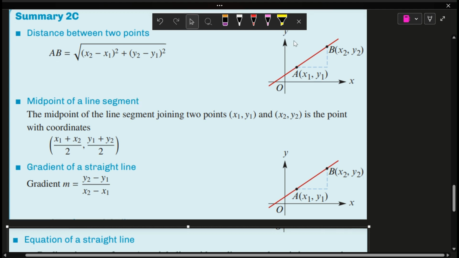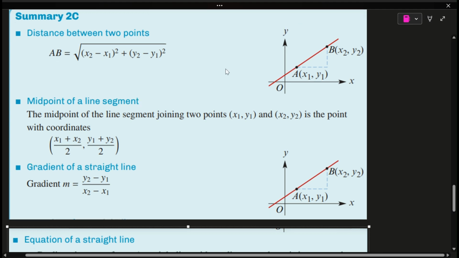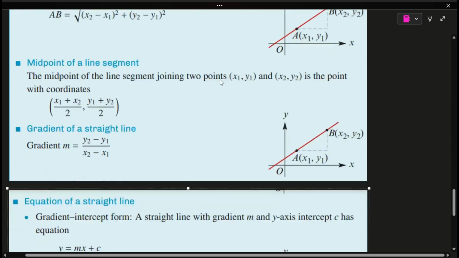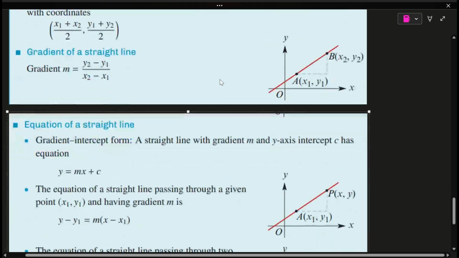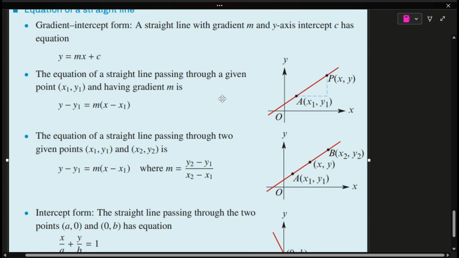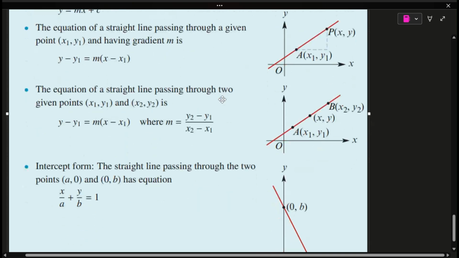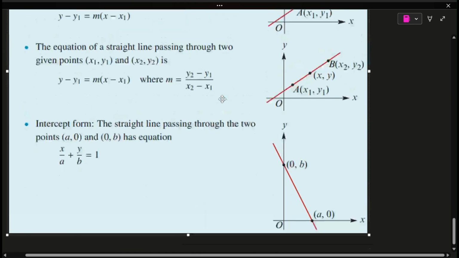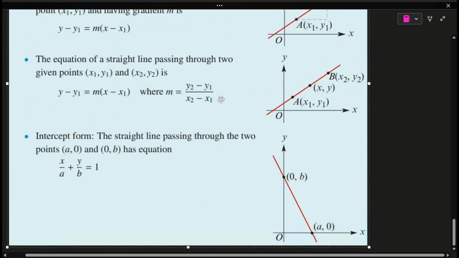First one, distance between two points. Midpoints, line segments, and then gradients of straight lines and equations of straight lines, and so on. This is all the basic knowledge to calculate the gradient and so on. Please put that in your reference book, okay? And in the end of year 12 exam, you're definitely going to use this.